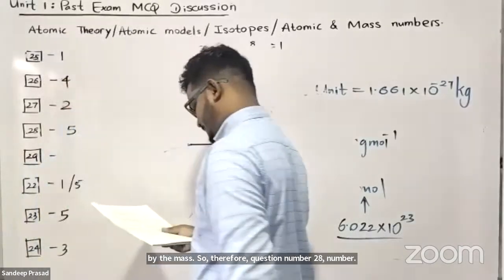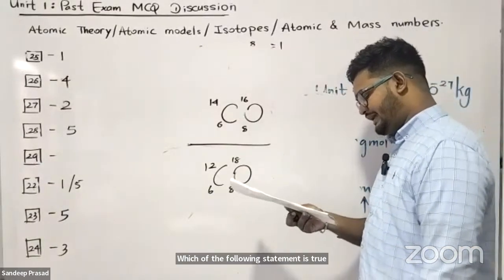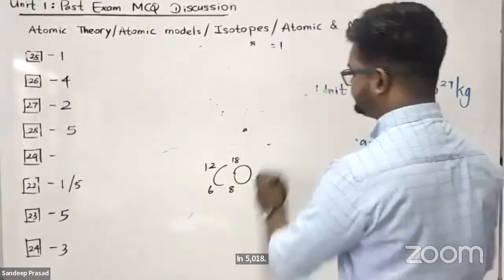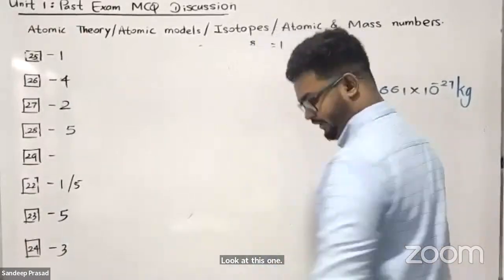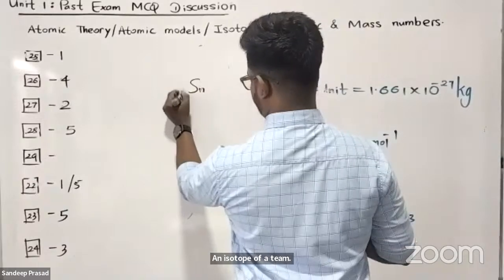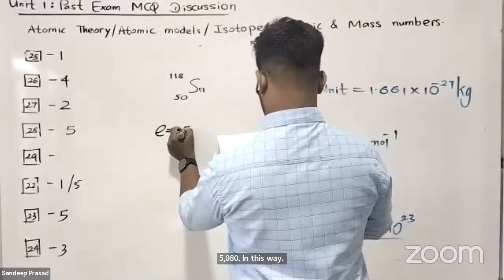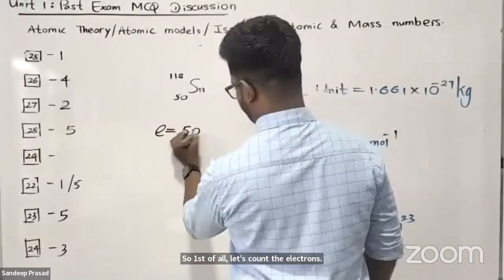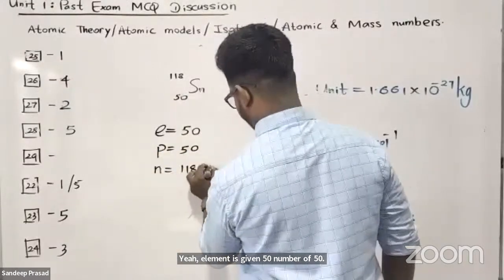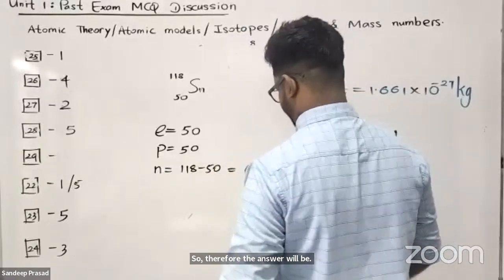Question number 29. Which of the following statements is true? An atom of tin-50-118. Look at this one. They have given an isotope of tin, Sn 50 118, in this way. So first of all, let's count the electrons. The element number is given as 50, so the number of protons is 50. The neutron count can be taken by 118 minus 50. So the answer will be 68.